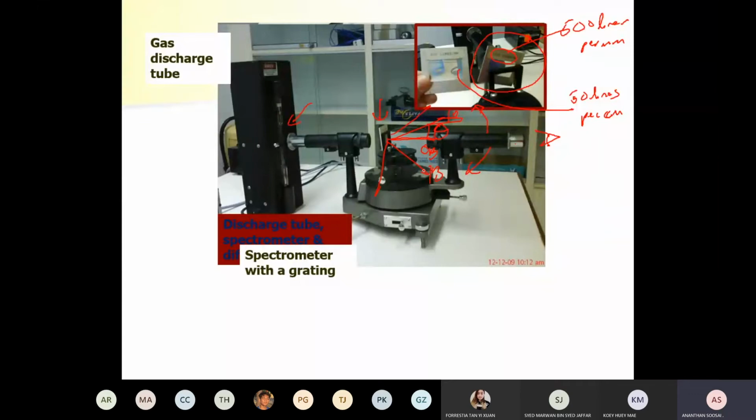The angle can be measured using the scale here, which is marked 0, 1, 2 and goes one round for 360 degrees. So you can read the angle up here and down here. This is called a spectrometer with the grating. This setup is called a spectrometer. Any questions so far?